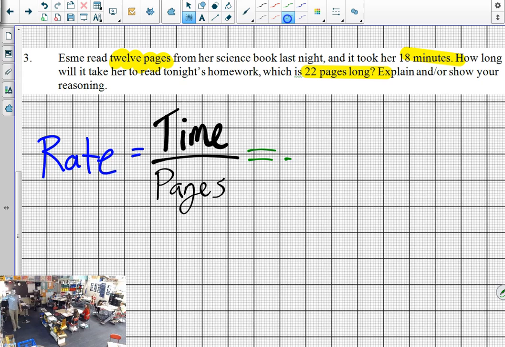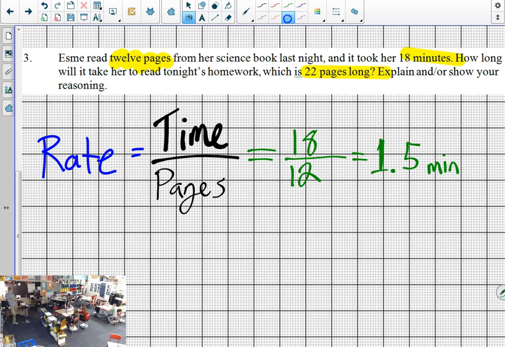From here, Nathan, what did you find out? Time per page. 1.5 minutes. Now be careful, I had some people say like 1 minute, 0.5 seconds, or a couple of just kind of weird things. You have to have one label. If you break this and make it 1 minute, 30 seconds, you can, but the 0.5 relates to the same label as the 1. The 1 and the 0.5 have to have the same label.